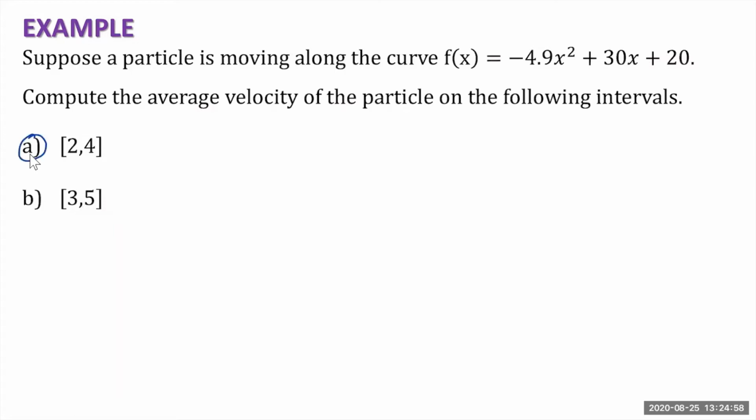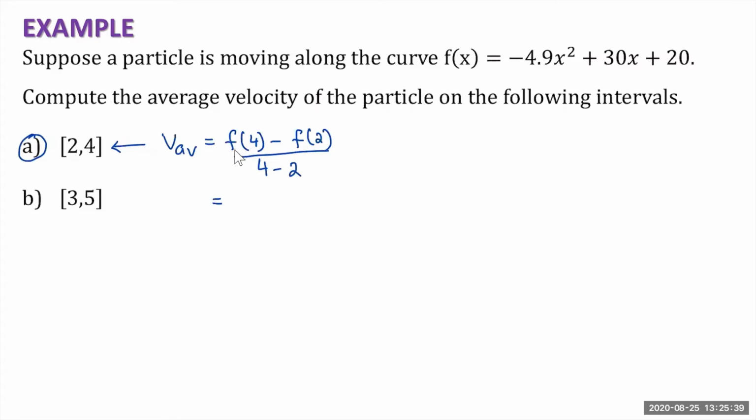What we know is, if you want to find the average velocity, we have just discussed that average velocity is f of b minus f of a, where the interval is a comma b. So in place of b, I have 4, so it will be f of 4 minus f of a. In place of a, I have 2, divided by b minus a, which is 4 minus 2. So now let's see how we can do this.